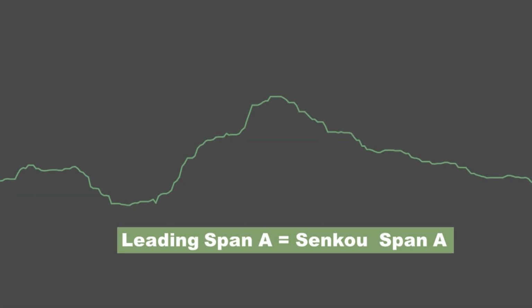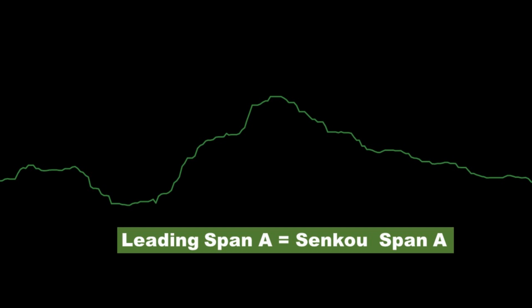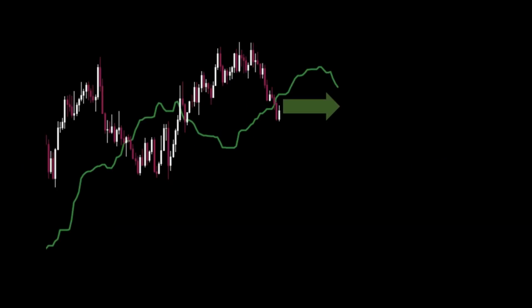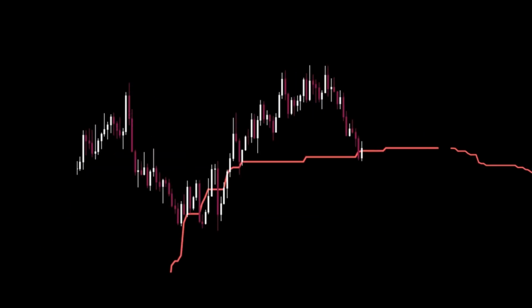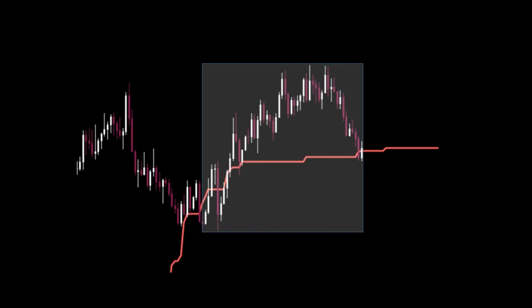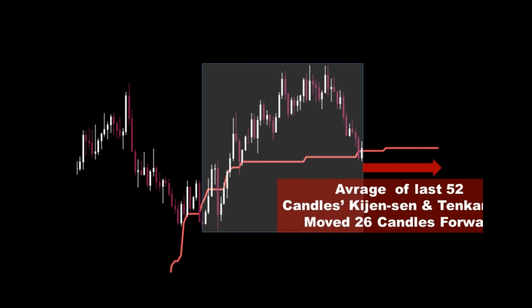Senkou Span A is the average of Tenkan-sen and Kijun-sen plotted 26 periods ahead. Also called leading span A, this line forms one edge of the Kumo cloud. Senkou Span B is the average of the highest high and lowest low over the past 52 time periods, and plotted 26 periods ahead. Also called leading span B, this line forms the other edge of the Kumo cloud.